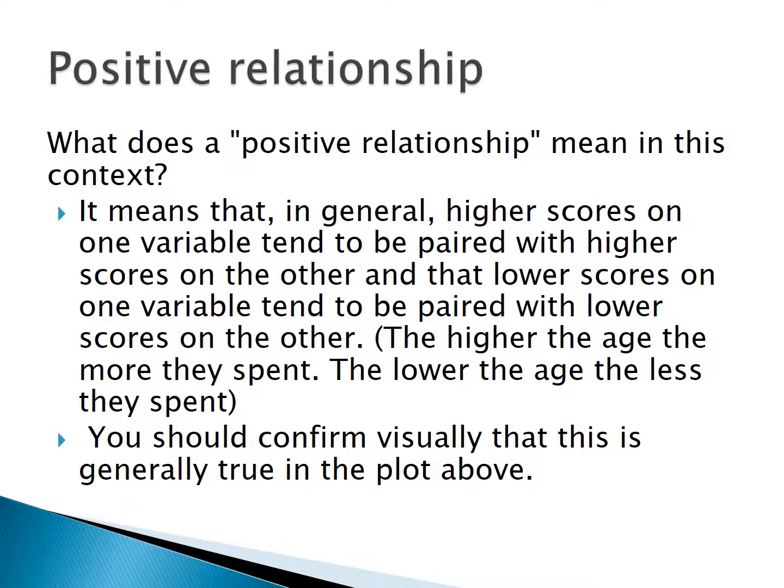So, what does a positive relationship mean in this context? It means that in general, higher scores on one variable tend to be paired with higher scores on the other, and lower scores on one variable tend to be paired with lower scores on the other. Specifically in this example, the higher the age, the more they spent. The lower the age, the less they spent. So higher age was related to higher spend, lower age was related to lower spend, and you need to confirm that this is true on your plot.